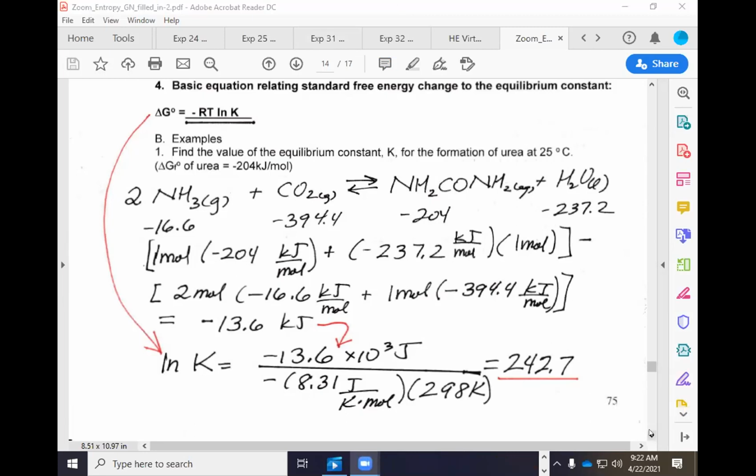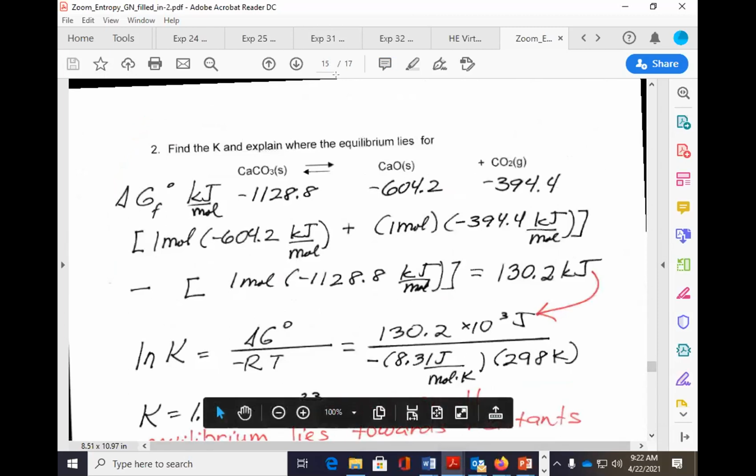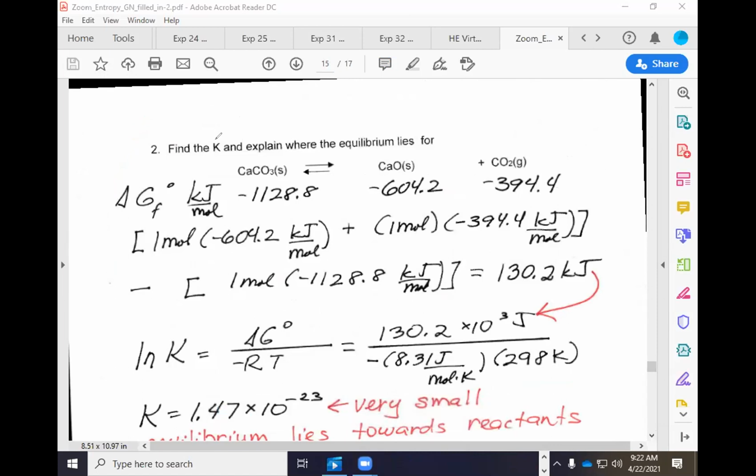Okay, so this is the same problem, we're just practicing, because it's always good to do more than one of these. So it's asking for the KEQ, and if this was a problem given on an exam or a quiz, you would be told calcium carbonate solid decomposes into calcium oxide solid and carbon dioxide gas. So you would have to write the balanced equation.